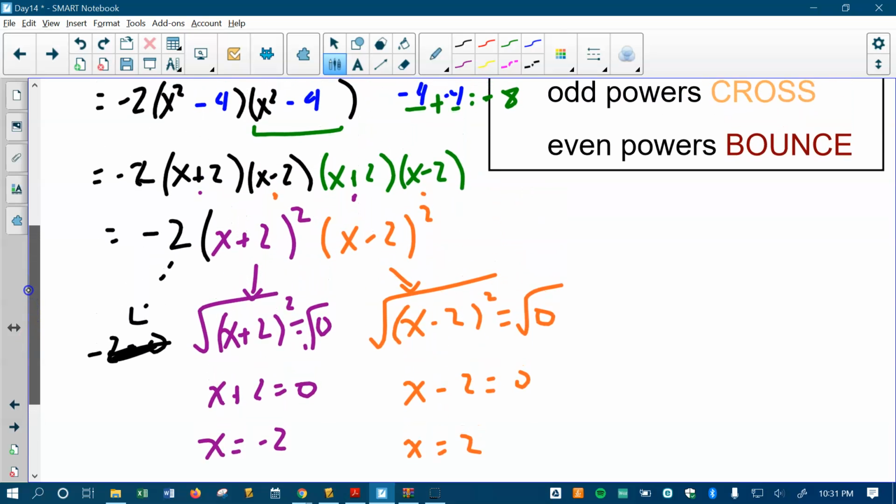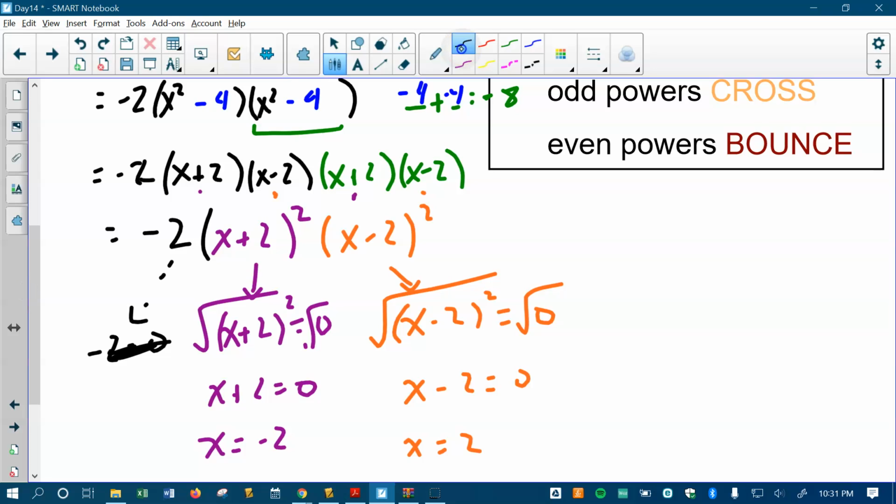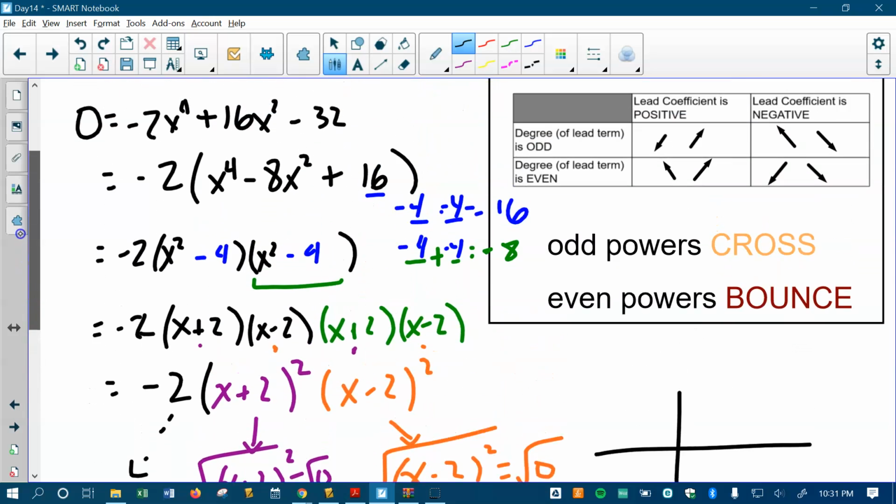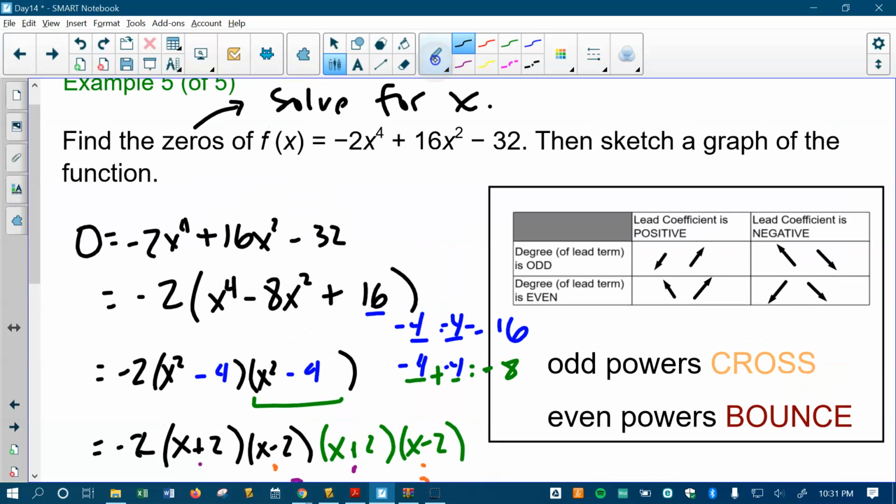Okay. Now to graph this. So now let me go and get a graph here. Let's look at the lead term. The lead term I'm going to find from the very, very beginning. And if you're not sure where, I'm going right here. Going right here, negative 2x to the fourth.